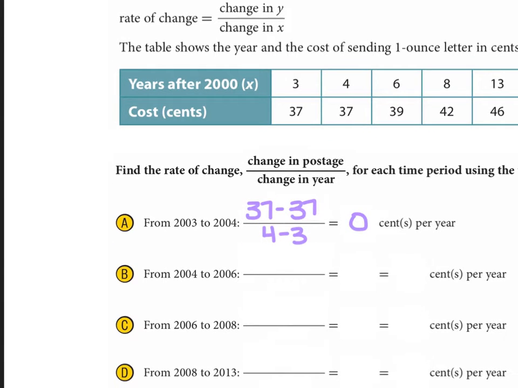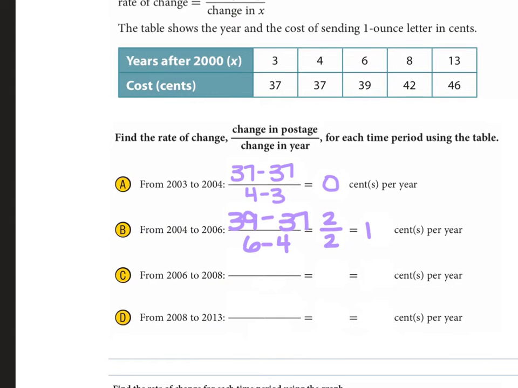From 2004 to 2006, we have from 39 and 37, and then the 6 and the 4. So 39 minus 37 is 2, and 6 minus 4 is 2, so that's equal to 1. From 2006 to 2008, we have 42 and 39, so that's going to be 42 minus 39, and then from 2006 to 2008 is 8 minus 6. So the 42 minus 39 is 3, and then the 2 years is 3 over 2, so that's also 1.5. With your slopes or your rates of change, you're going to keep these all as improper fractions as well.